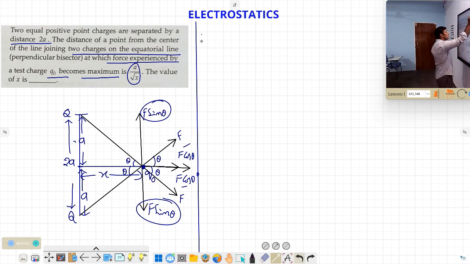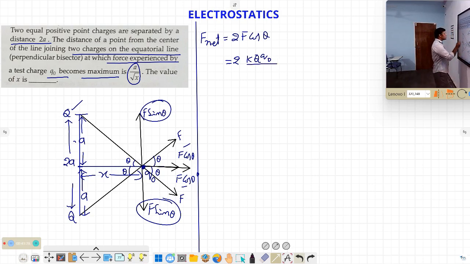If you take the net force at that point, net force is nothing but 2F cos theta, which is the formula for this. So in this case, 2 into, what is F? The force between the two charges. This is one charge, this is another charge. The force between these two, you can calculate in terms of K Q q naught by R square.